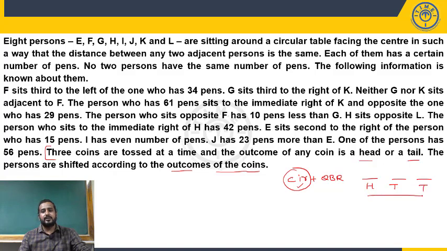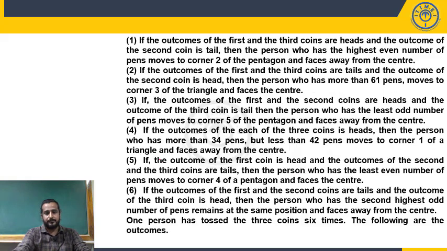You may be given an instruction. If the outcome is this one, head, tail, tail, they may give you some instruction. According to that, we have to shift the person, because it is given that 3 coins are tossed at a time and the outcome of any coin is either head or tail. The persons are shifted according to the outcomes of the coins. If the outcome is head, tail, tail, they may be shifted according to that instruction. Okay, let us see what the instructions are.